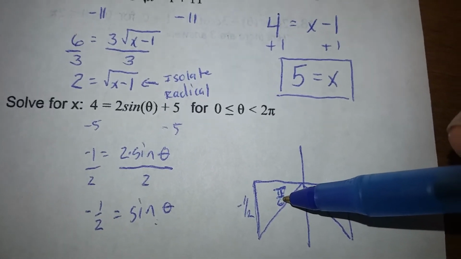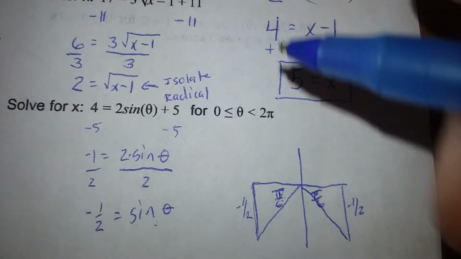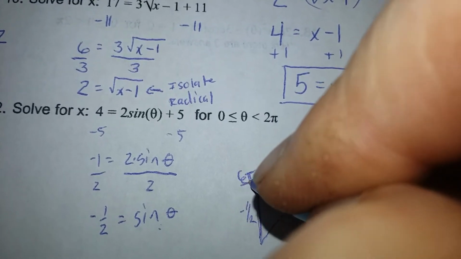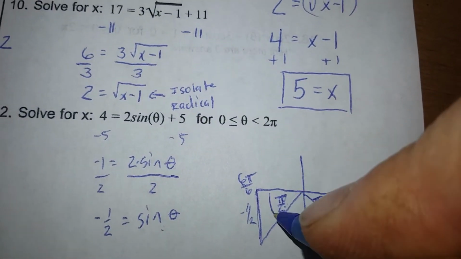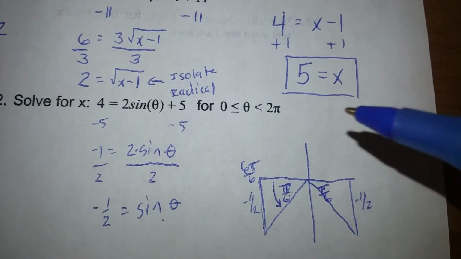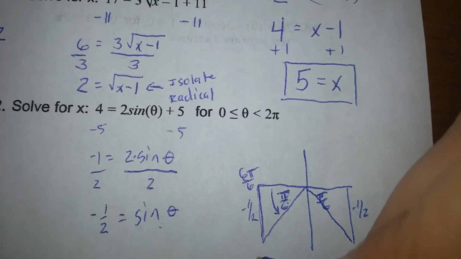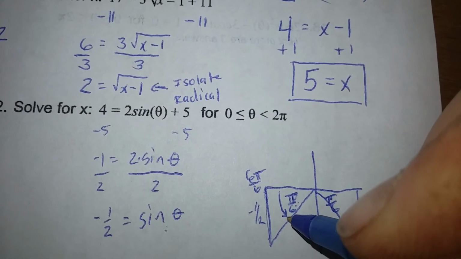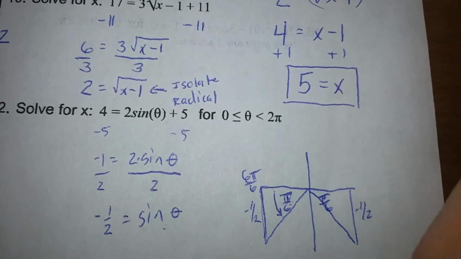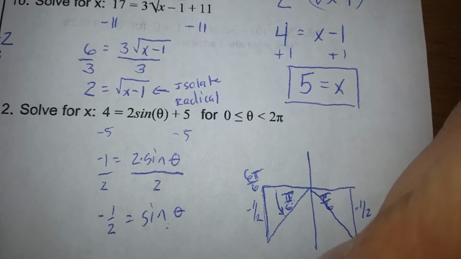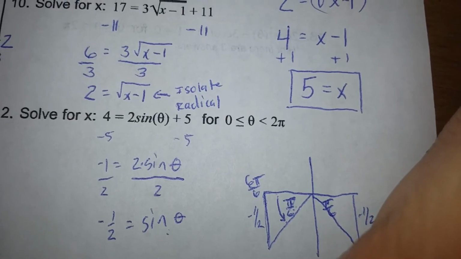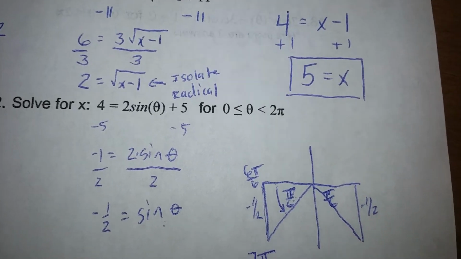Now that's a 30-degree angle in the third quadrant. So this is 6 pi over 6. So I am 1 pi over 6 past and beyond 6 pi over 6. You could also think about it as 30 degrees beyond 180 degrees. So that would be 210, but I'm going to write it as 7 pi over 6.